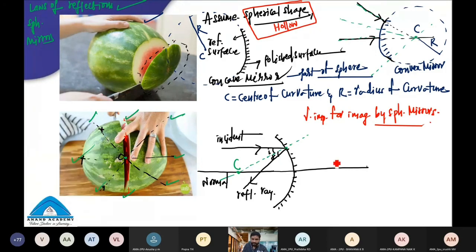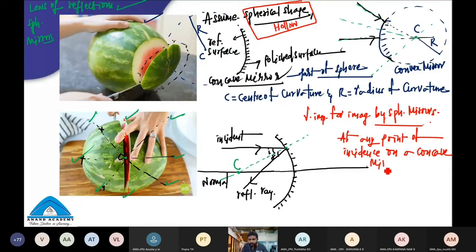Students, writing a statement. Listen. At any point of incidence on a concave mirror and on a convex mirror, the normal line will pass through what?